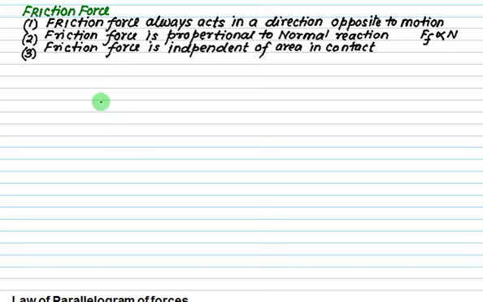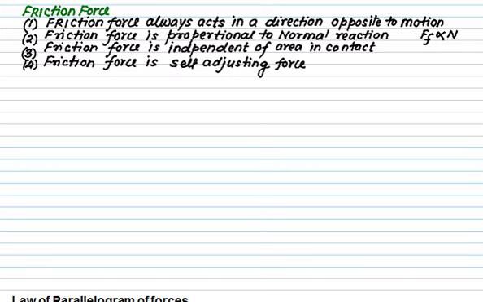Now he says the friction force is independent of area in contact because the force is acting at one point, and because of that, whatever the area in contact will not come into the picture. But if it is a stress, then area will come into the picture. Force will be acting at one point, that is the resultant force.